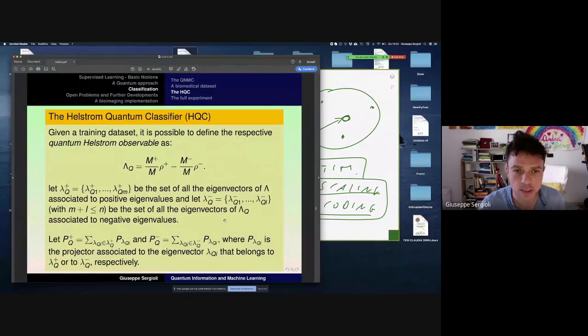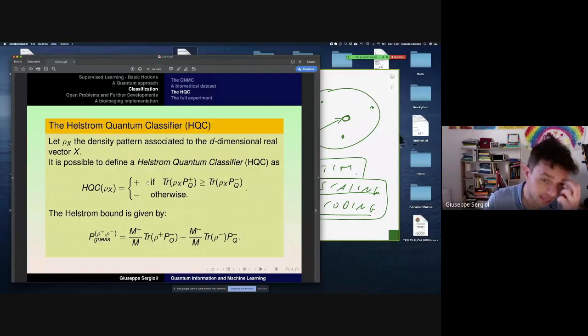Okay, so we replace everything, and at the end, given an object rho x that we want to classify and don't know its class, we say that this rho x belongs to the class plus if the trace of rho x times P plus, where P plus is the projector that we have defined in virtue of the Helstrom observable, that means a probability, because remember that this P is a von Neumann measurement, so it can be considered as a probability. So if this is greater than this, we classify rho x in the class plus. Otherwise, we classify it in the class minus.